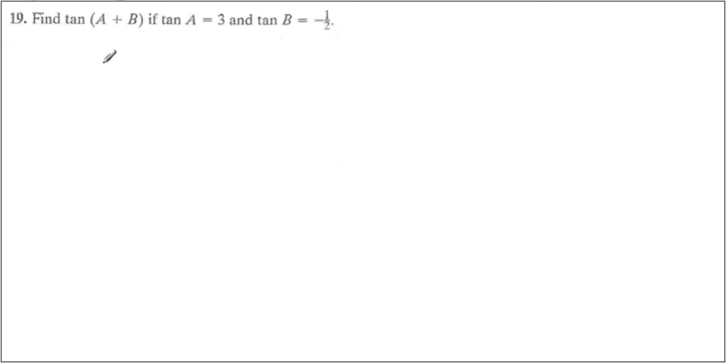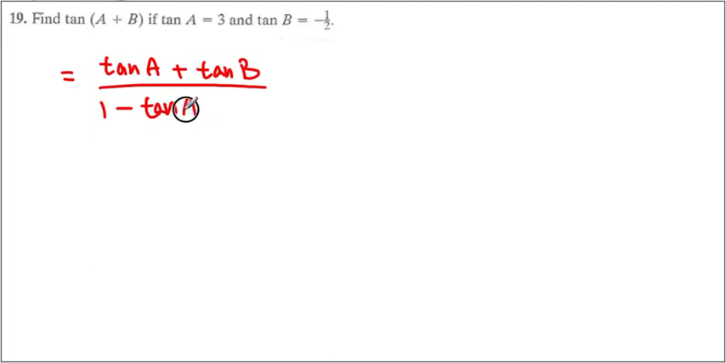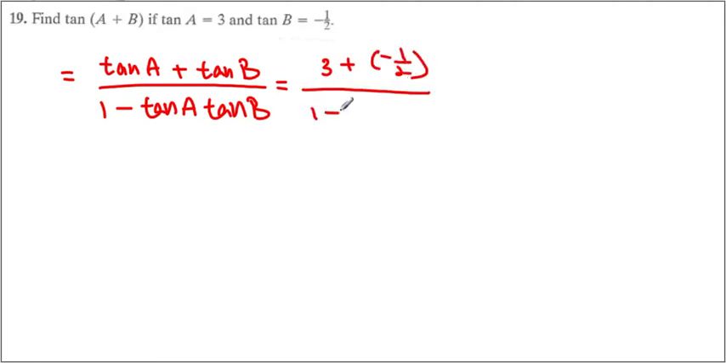Tangent of angle A plus B. If you remember, this becomes tangent of A plus tangent of B, divided by 1 minus, the signs are opposite, tangent of A times tangent of B. Now all I'm going to be doing is expressing these two values. So we end up getting 3 plus negative 1/2 over 1 minus 3 times negative 1/2.